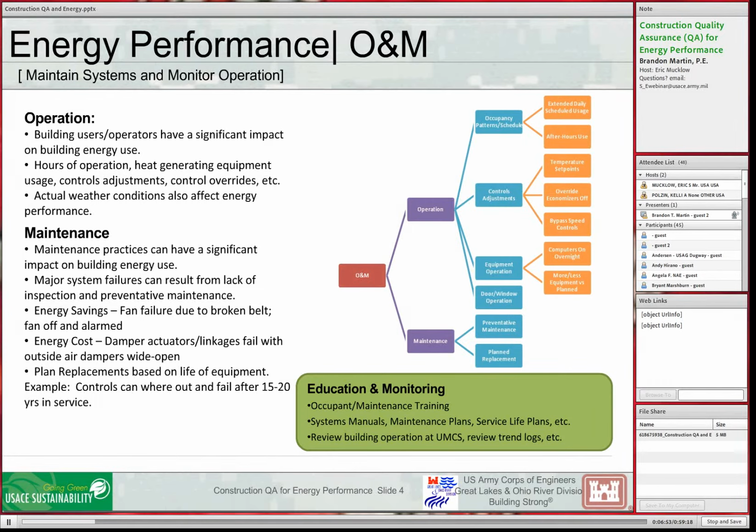What are ways that we can help? Being at the Corps of Engineers and being design and construction agents, we don't operate the facilities, but what can we do? We can concentrate on occupant maintenance training, making sure that training is worthwhile. We can make sure that we turn over usable system manuals, maintenance plans, service life plans. We need to review building operation post-occupancy.